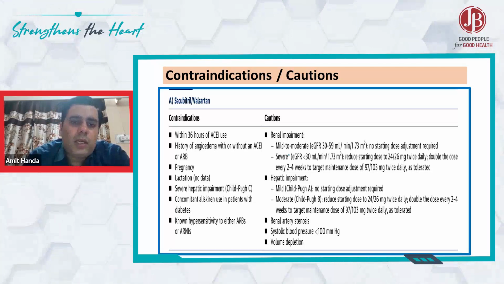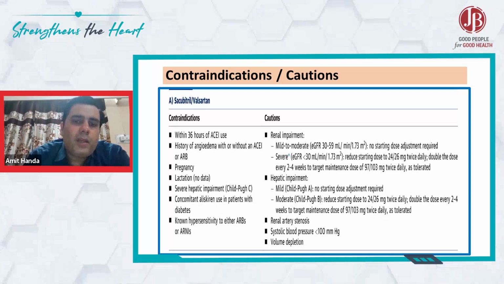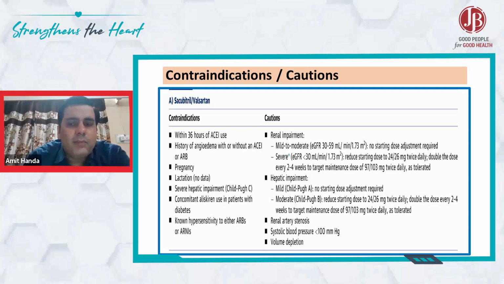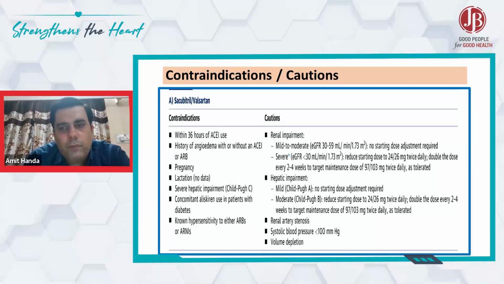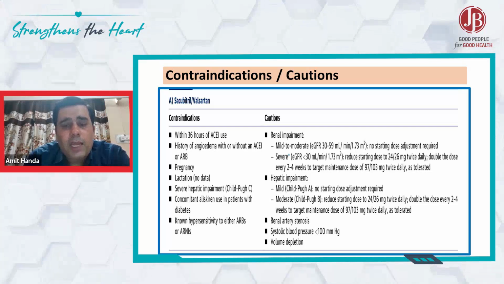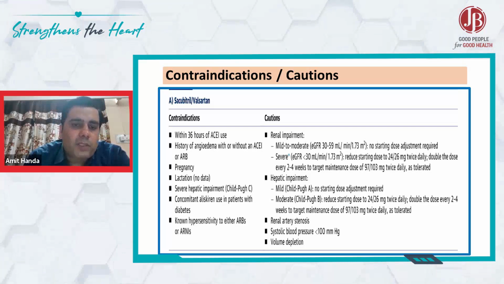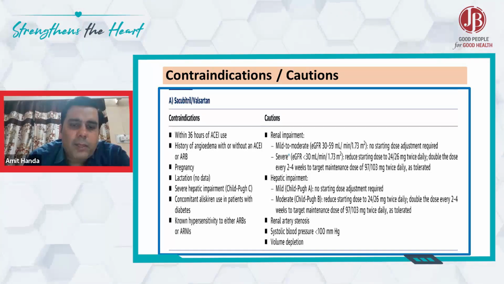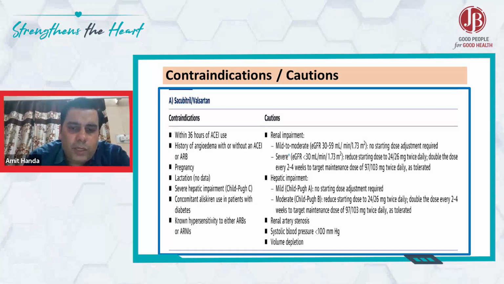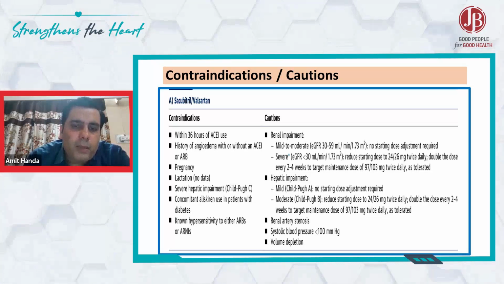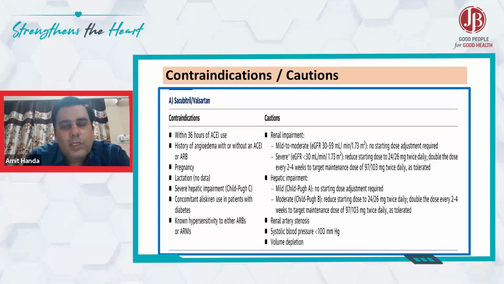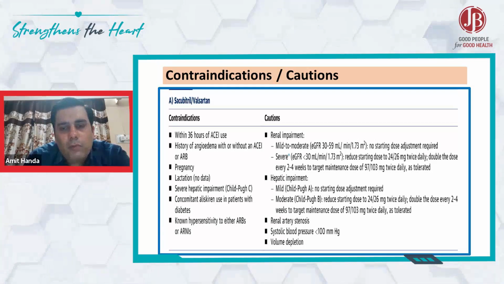Caution is only in renal impairment if it is severe. Even up to a GFR of more than 30, it is not a problem. But if it is less than 30, then the starting dose should be reduced to 50 milligram twice daily, and we should go up very gradually, maybe every 4 weeks, and we should keep a very keen eye on the potassium levels. Again, hepatic impairment, Child-Pugh A and B: in A, there is no dose adjustment needed. In moderate hepatic impairment, you can again reduce the starting dose to 50 milligram twice daily and then go forward.